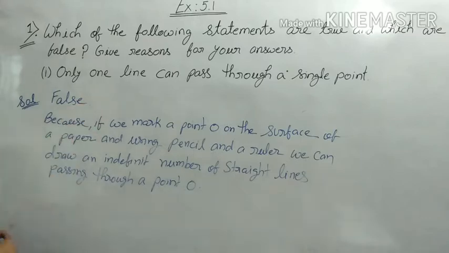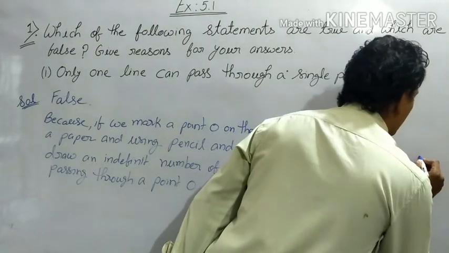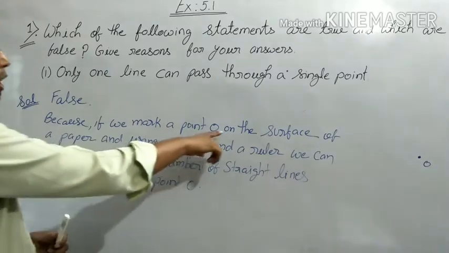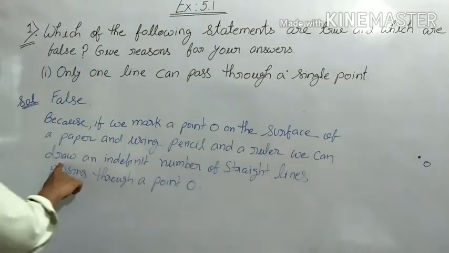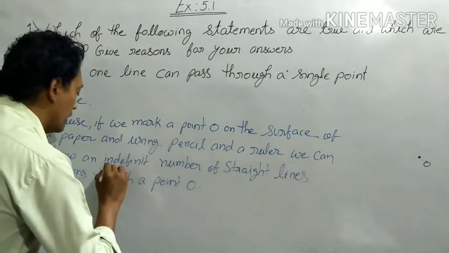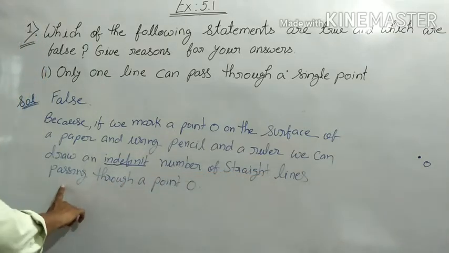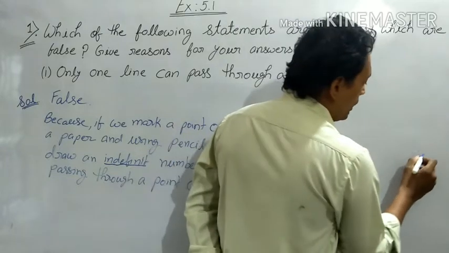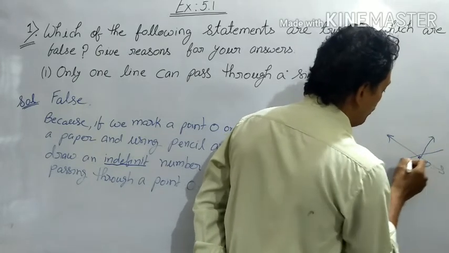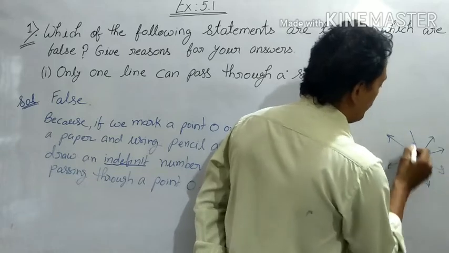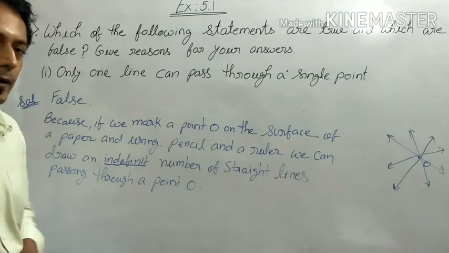So this answer is actually wrong. This is false, because if we mark a point O on the surface of a paper and then using pencil and ruler, we can draw an indefinite number of straight lines. Indefinite number of straight lines, that means infinite number, that means many straight lines passing through point O. Okay, so if this is the point O, then I can draw as many lines passing through point O. There can be infinite number of lines passing through point O. Okay, so this statement is actually false.